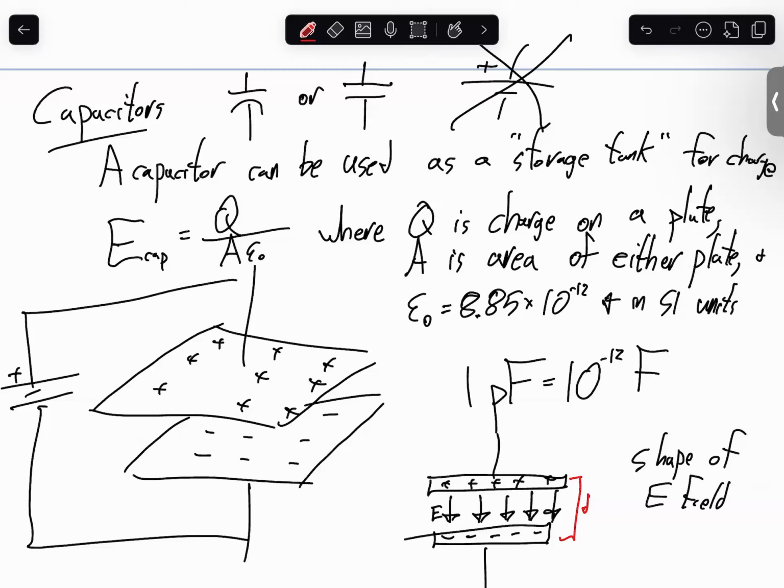You've got 5 coulombs on this plate, you've got negative 5 coulombs on the other plate. Never plug in the total charge, because total Q is always 0. It's the charge on whatever plate we're considering, whatever plate is not the reference. I'm just going to remind you again, because it is a way to goof: A is the area of either plate, not both at the same time.